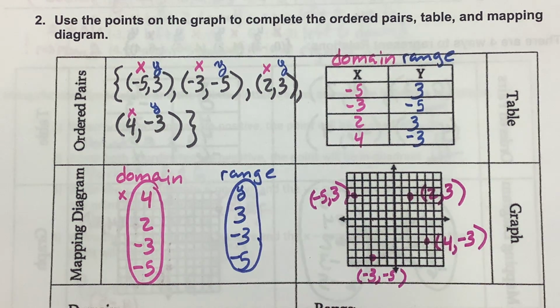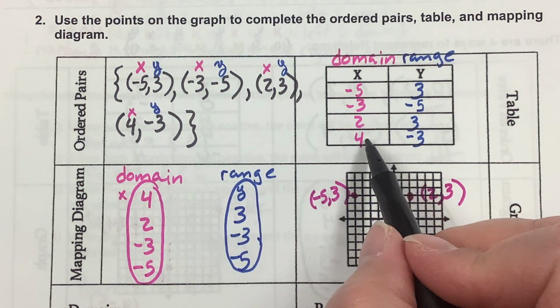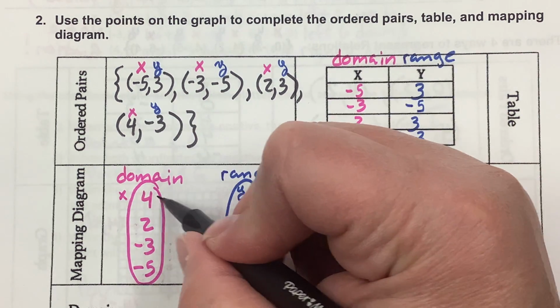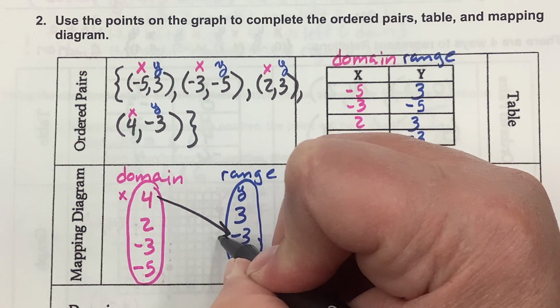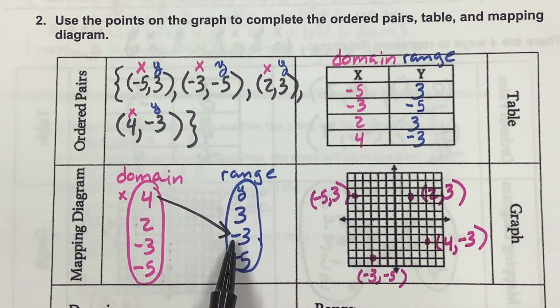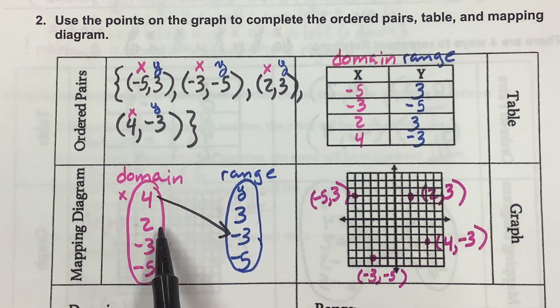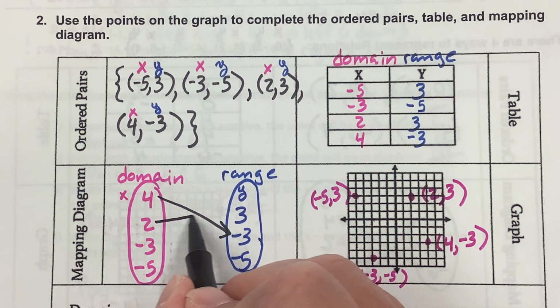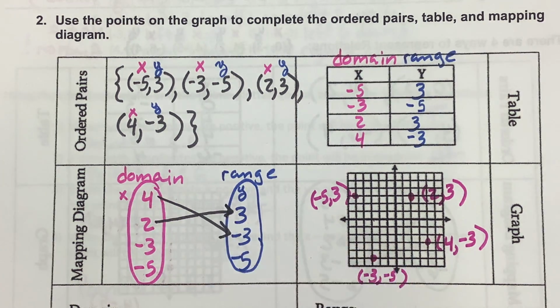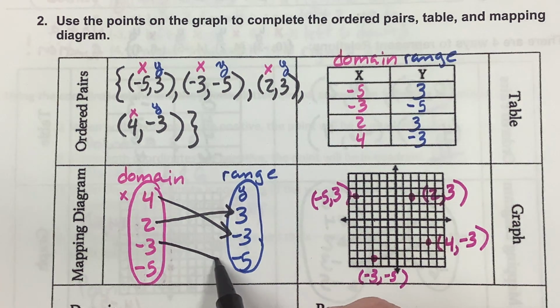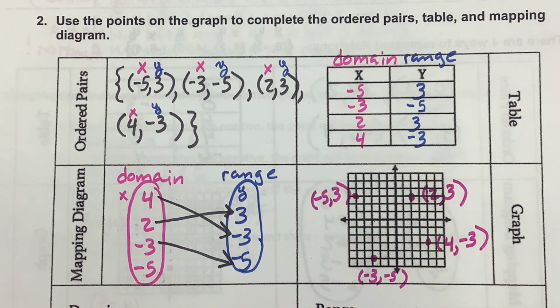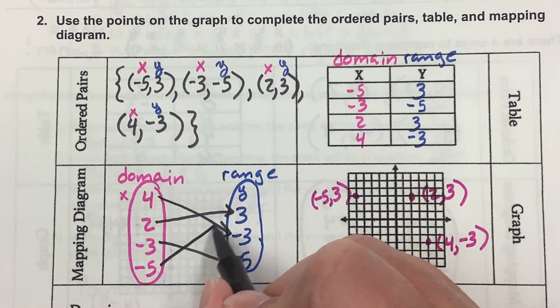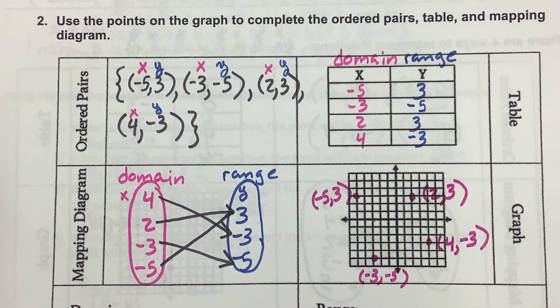And now, corresponding. 4 corresponds to -3, so I have to draw a map. 4 maps to -3. 2 corresponds to 3, so 2 maps to 3. -3 corresponds to -5, so -3 maps to -5. And -5 maps to 3. All right. Little funny looking, but.